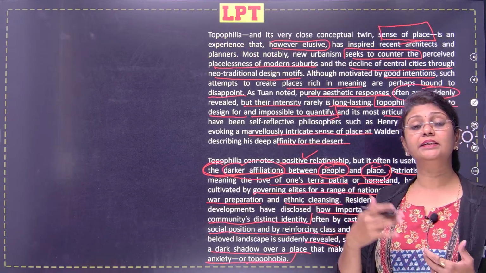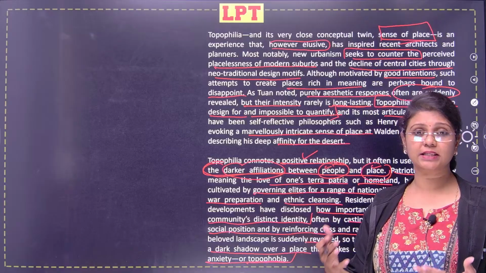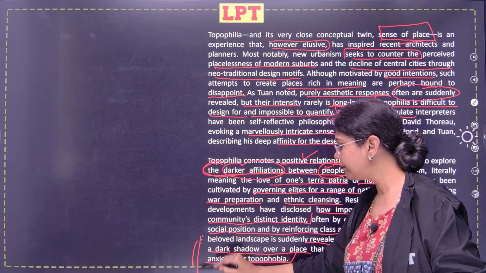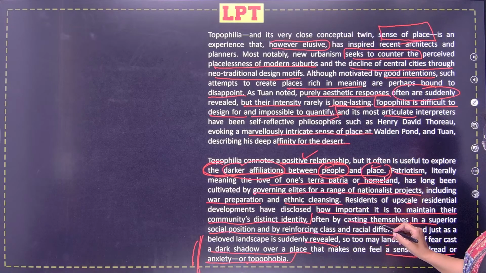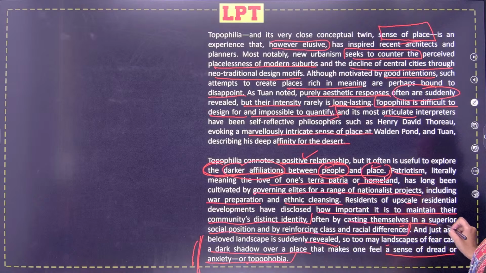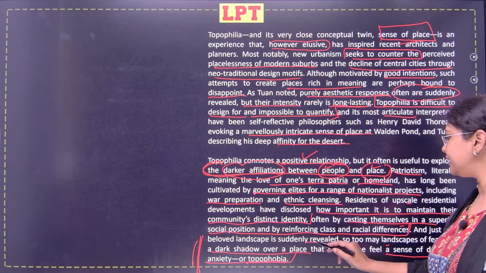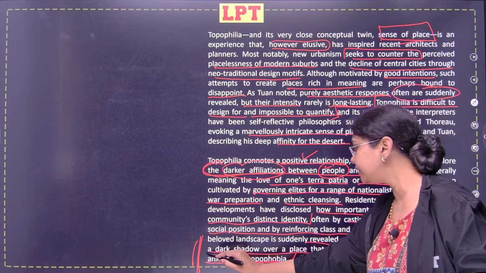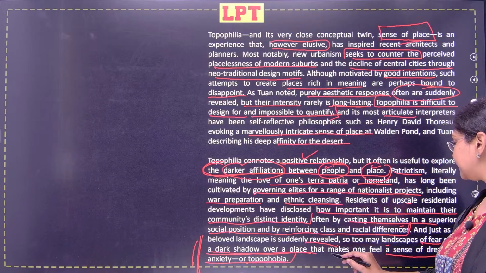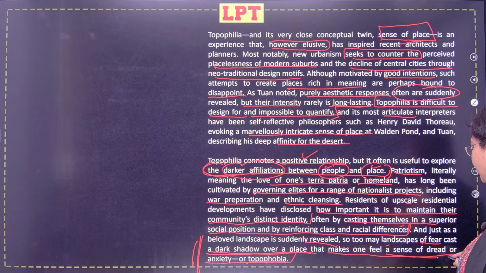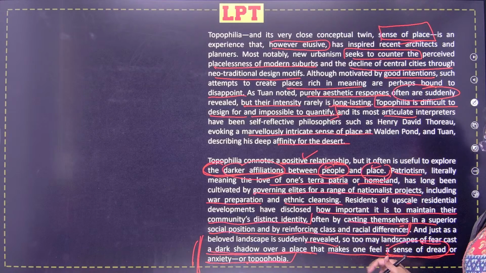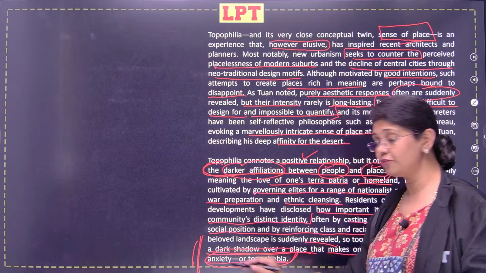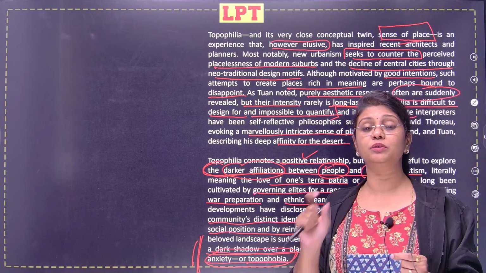The entire discussion of this RC started with a discussion of topophilia, but let's look at where topophobia finds a place. So it is here. Let's look at this context. It says, and just as a beloved landscape is suddenly revealed, so too many landscapes of fear cast a dark shadow over a place that makes one feel a sense of dread. So here is the word coming up, which says a sense of dread or anxiety, called topophobia. This is where you find the reference to the first question.